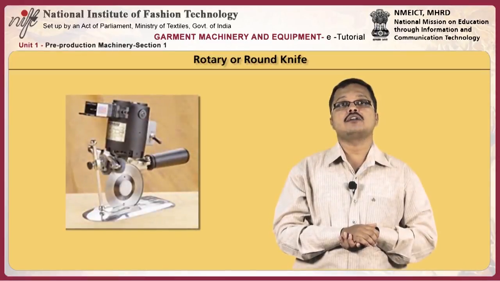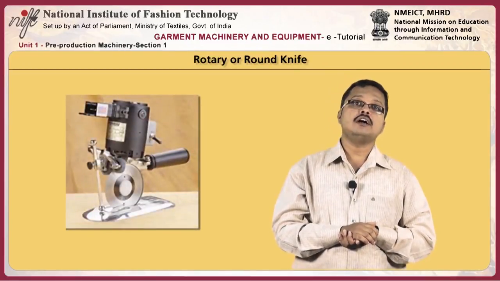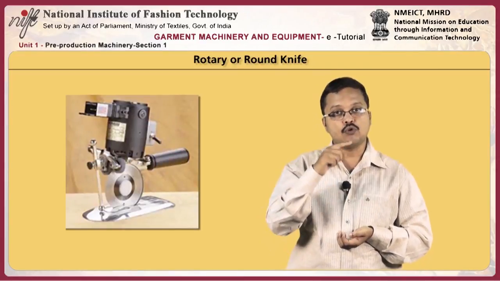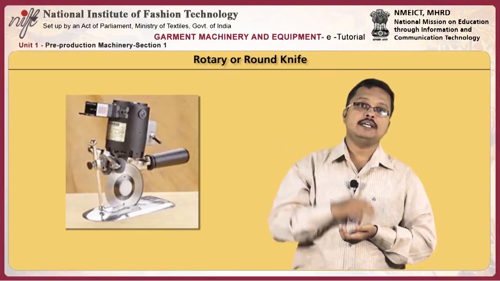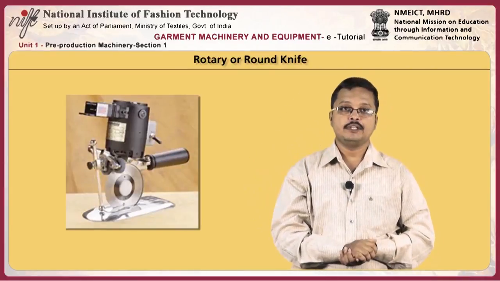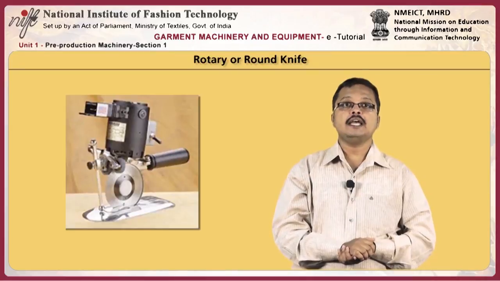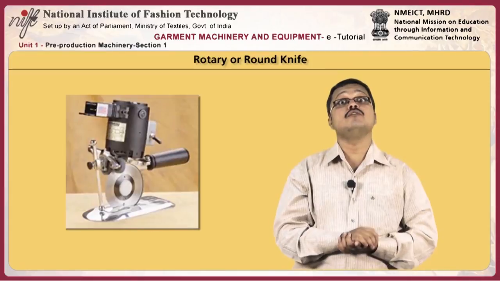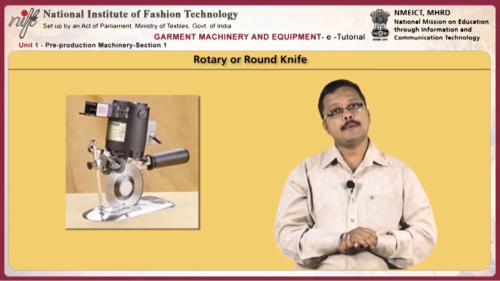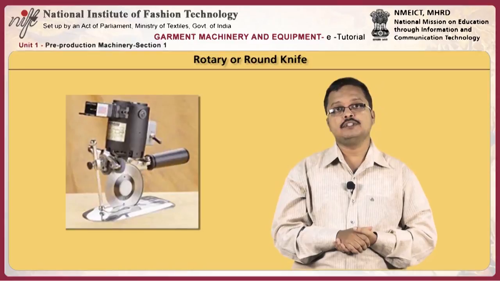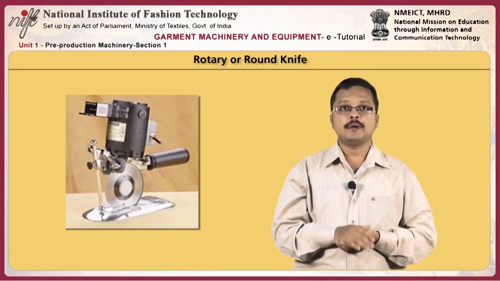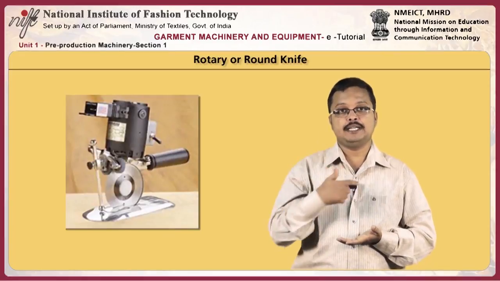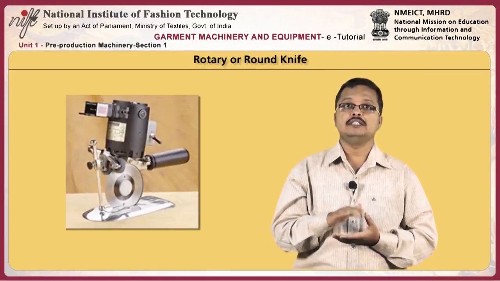The rotary or round knife. The rotary or round knife is a portable cutting machine. It consists of a round blade, a motor above it, and a handle to direct the machine. The knife rotates in the anti-clockwise direction. It cuts the fabric with one-way thrust as compared to the up and down motion of the straight knife. The cutting capacity or spread height depends on the blade diameter, motor power and the speed.